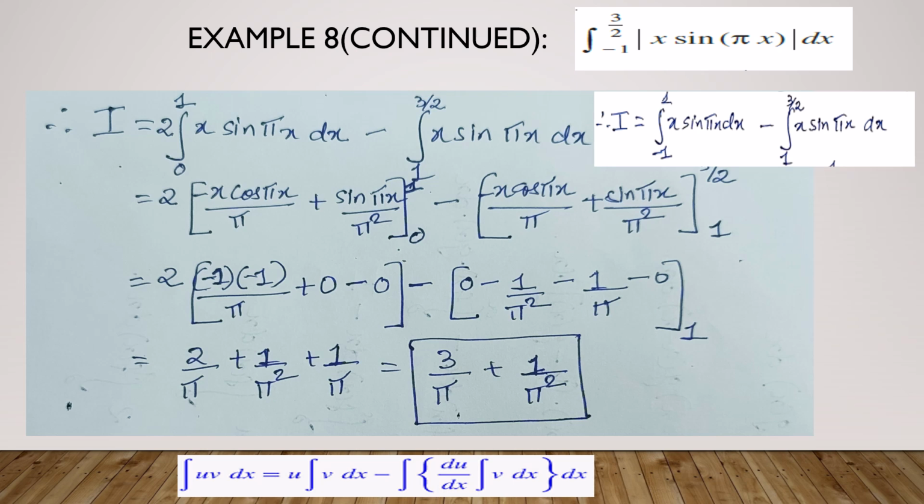And the limits are 0 to 1. In the second case, same integral, but the limits are 1 to 3 by 2. So now put the limits, upper limit minus lower limit. Take care while doing the calculations. When you simplify it, you will be getting this as 3 by pi plus 1 upon pi square.